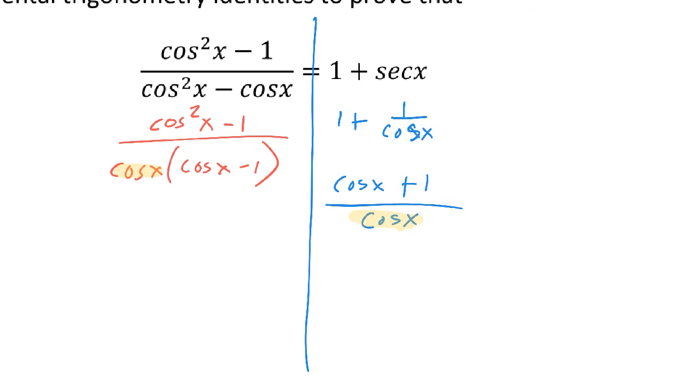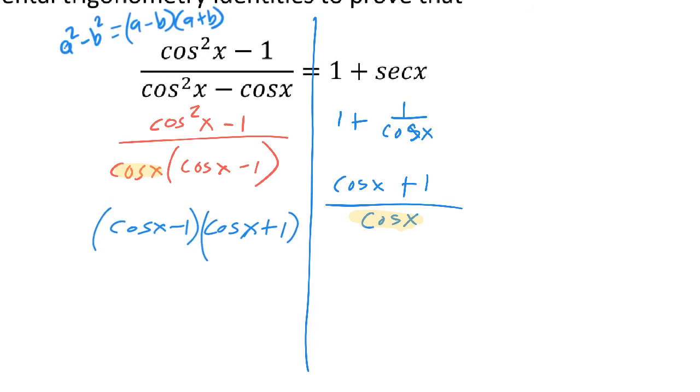Oh, cosine minus 1, cosine minus... No, you can't. Stop it. Don't do that. Okay, so this is a difference of two squares on top. So this would be cosine minus 1 and cosine plus 1. Oops. Go back. Okay, because of this, right? A squared minus b squared, so cosine squared minus 1 squared is cosine minus 1 times cosine plus 1.